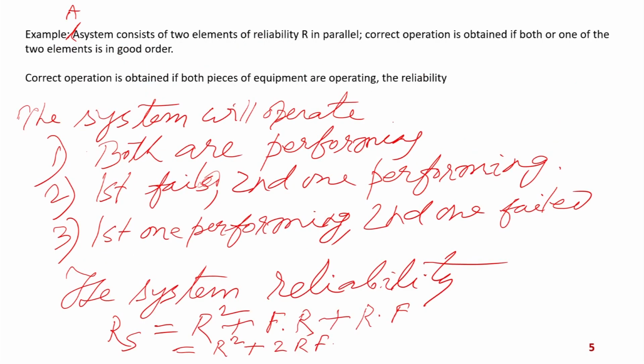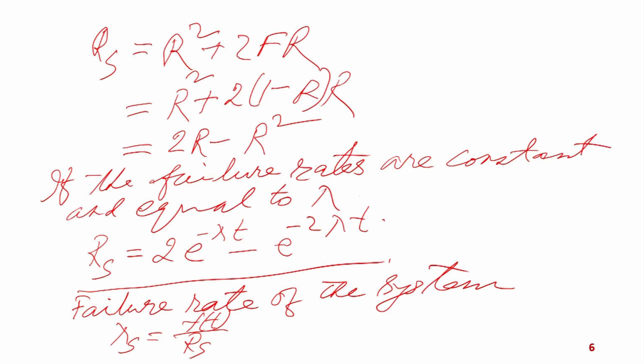Then we considered a very simple example which consists of two elements, and we found the reliability considering both the elements performing. In the next case the first one fails and the second one performs, and in the third case the first one is performing and the second one has failed. We found the system reliability is given by this expression, and we finally wrote it as 2r minus r square, considering a constant failure rate.